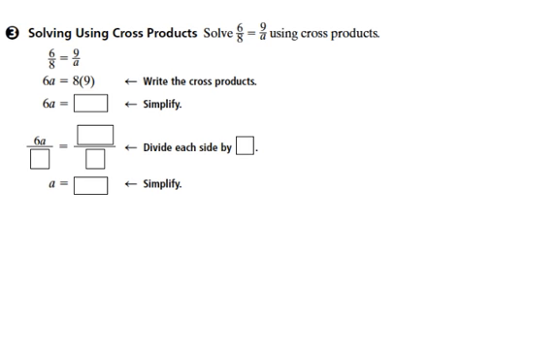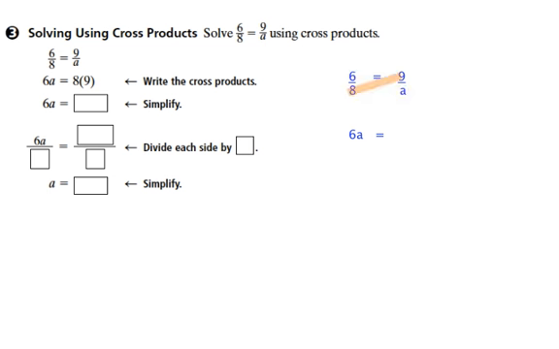So let's write this problem off to the side. I'm going to show you the entire process step by step. So write 6 over 8 equals 9 over a. Now we're ready to cross multiply. We're going to multiply the diagonals again. So a times 6 is written as 6a. Then we're going to multiply 8 times 9.